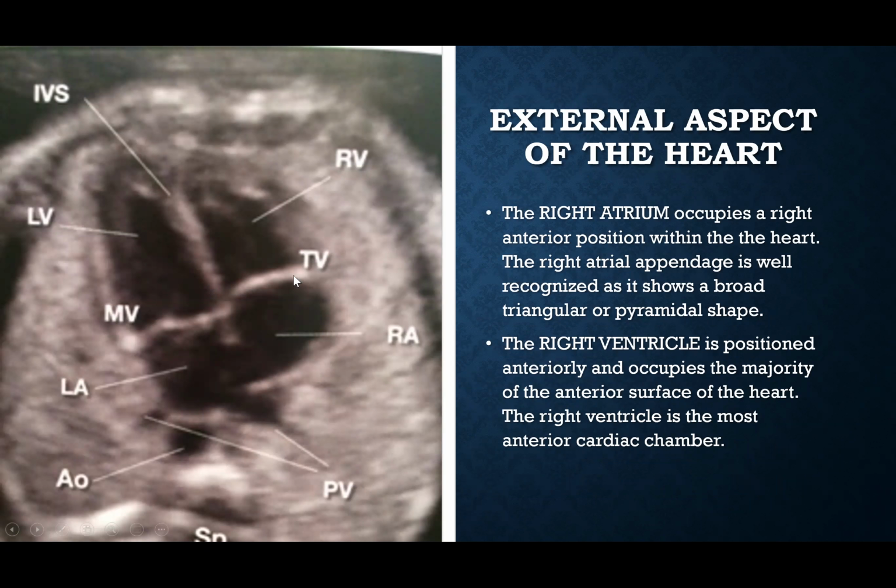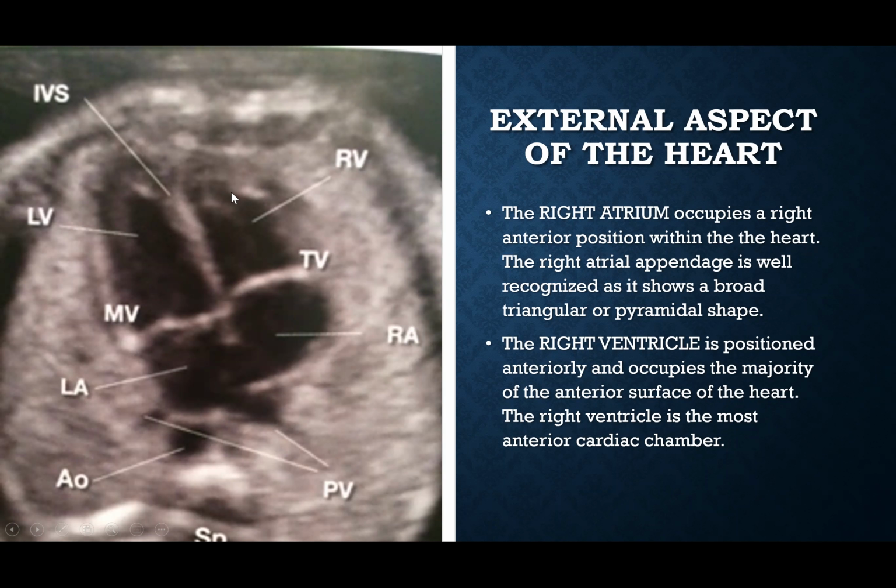The right atrium, which is right here in our four-chamber transverse view, occupies the right anterior position within the heart. The right atrial appendage, which is difficult to see on ultrasound, is well recognized as it shows a broad triangular or pyramidal shape. Unless it's very prominent, that's very difficult to see.